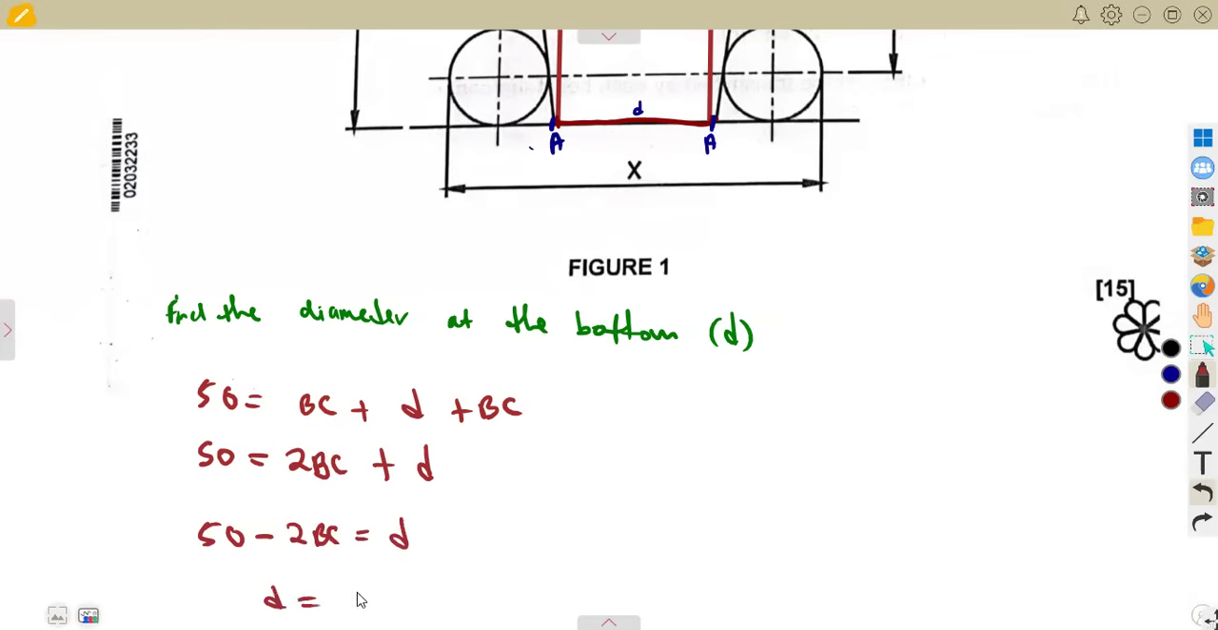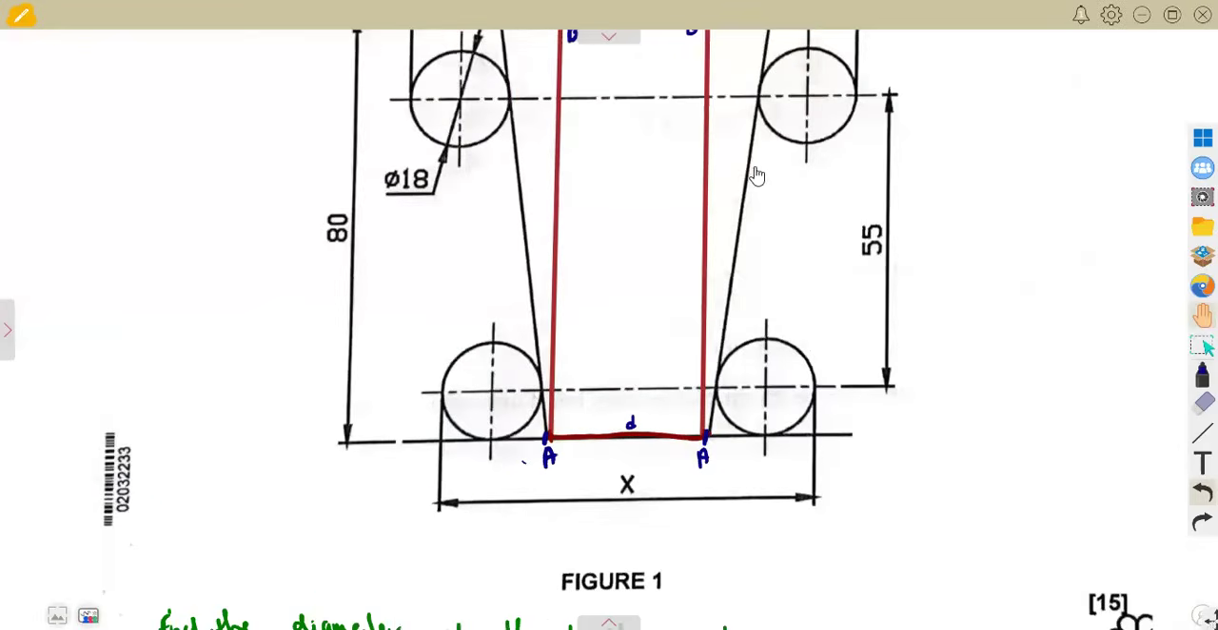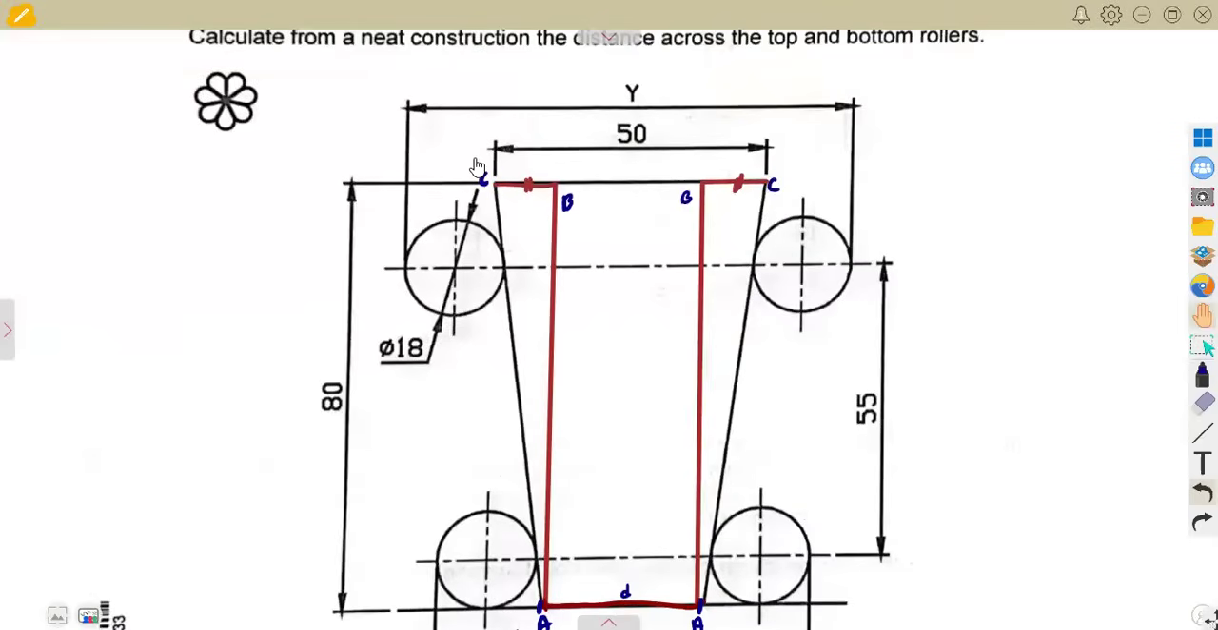So I'm having an expression that I'm going to use to calculate the diameter at the bottom. The moment I calculate BC, I multiply it by 2, because the BC here is the same as this one. So where do we have BC? That is the question. Are we able to calculate BC?